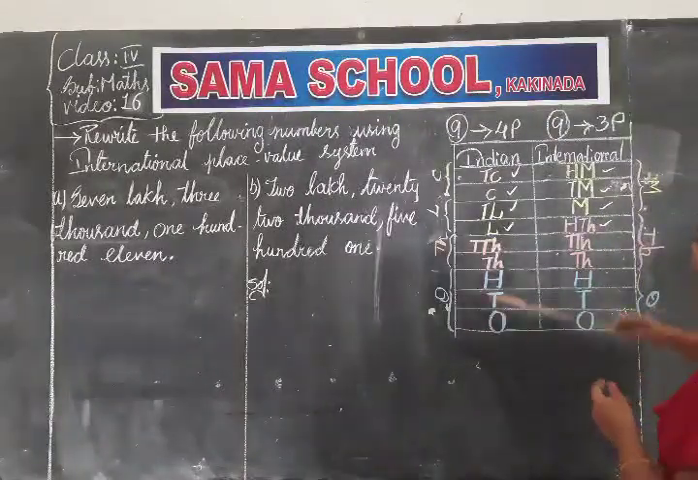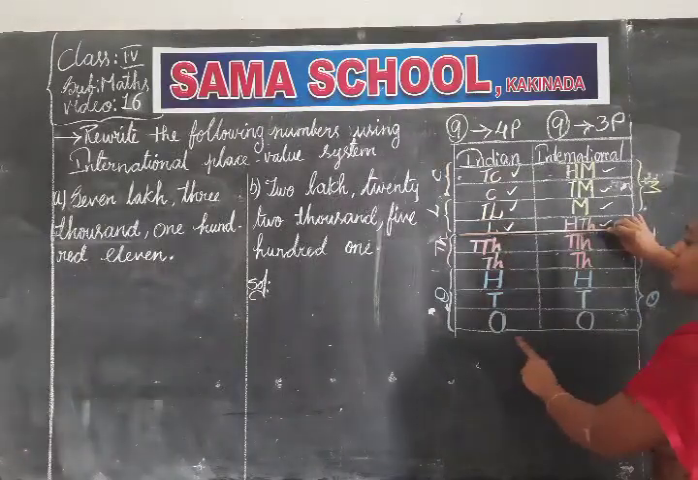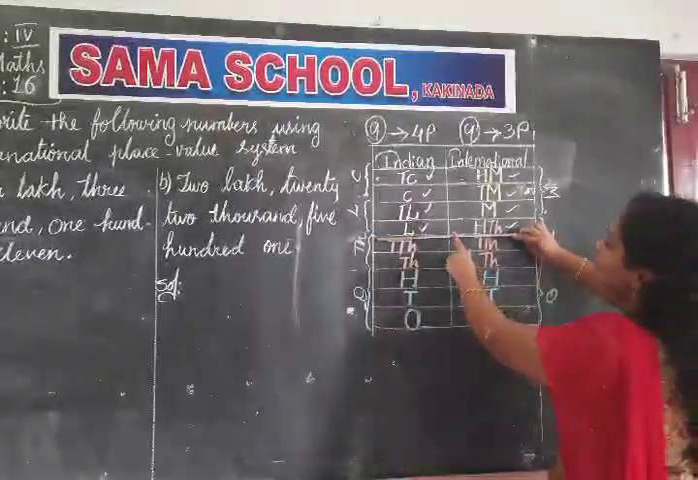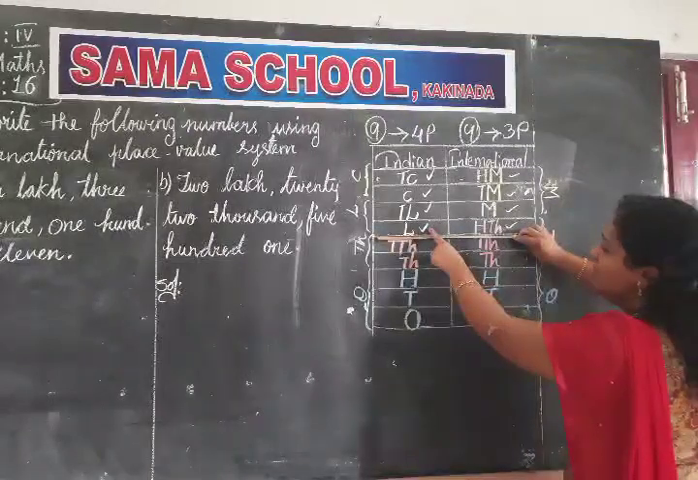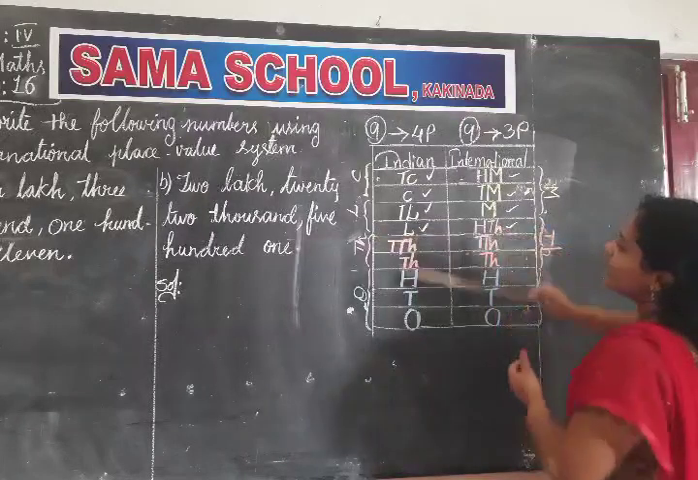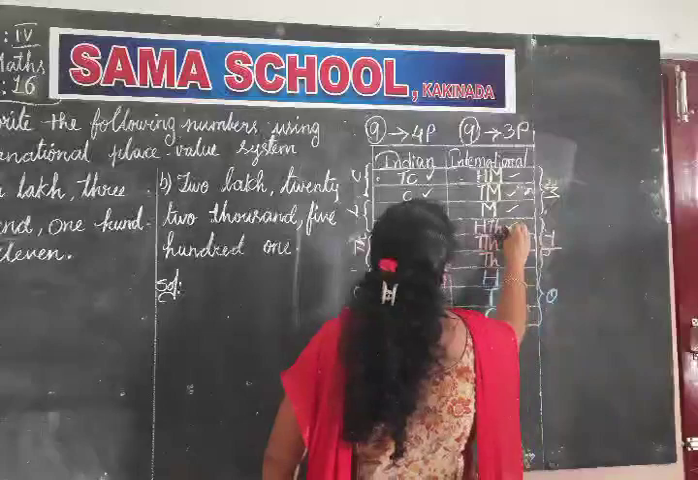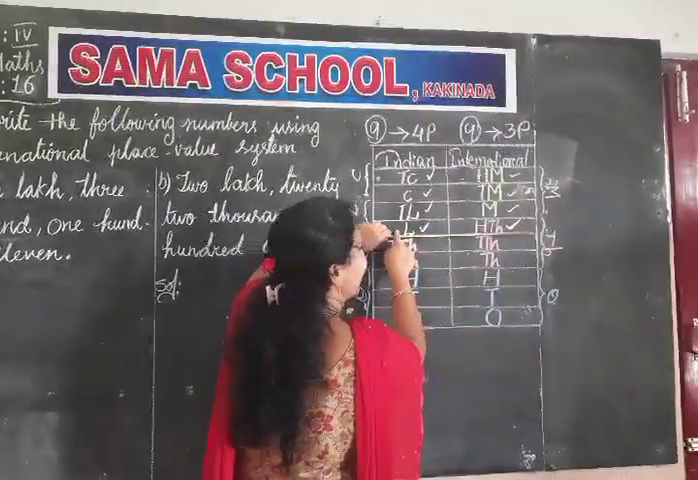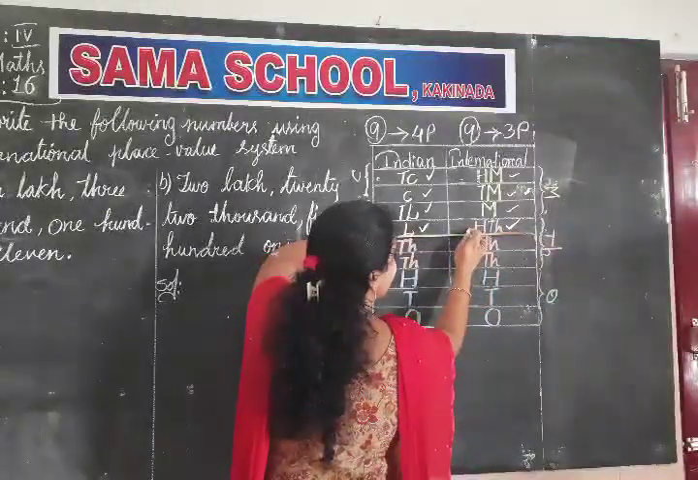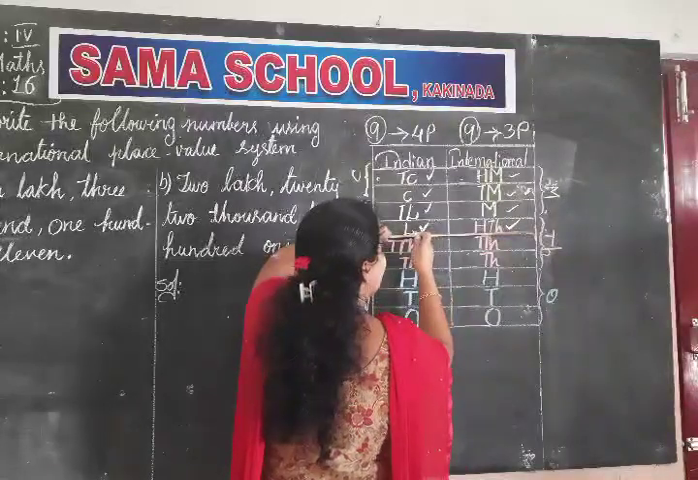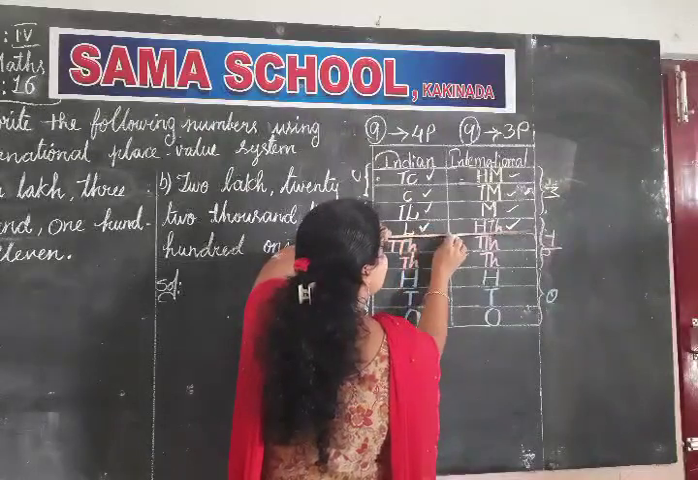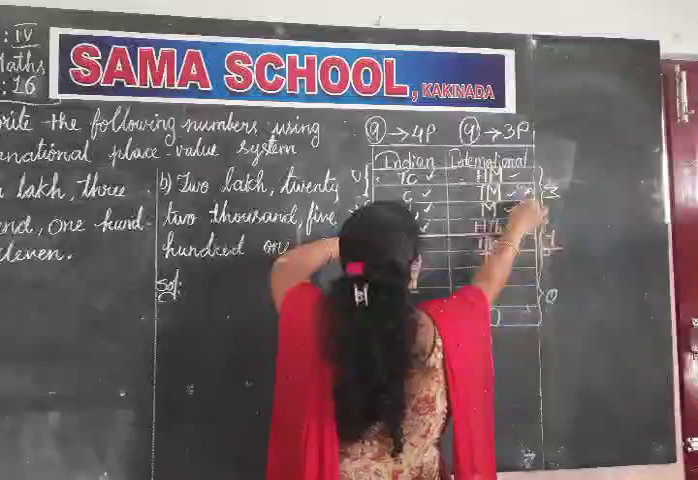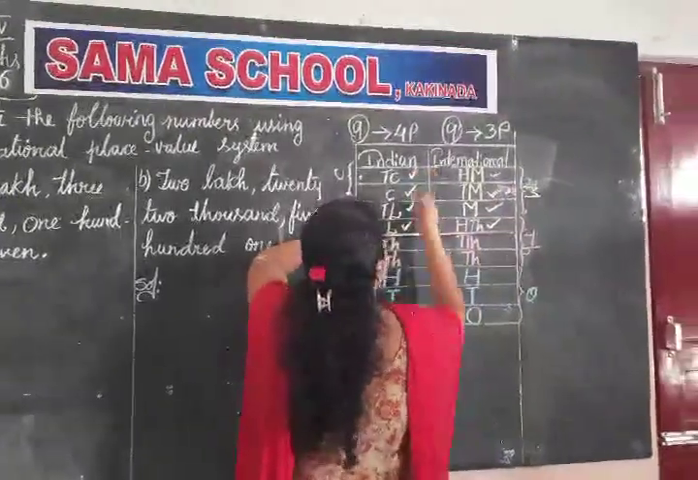Is it clear? Now, up to 10,000 place, in both the systems, the places are same. After 10,000 place, we have lakhs place in Indian system, and in international system we have 100,000. It means the names of places are different, but the value is same. Lakhs equal to 100,000, 10 lakhs equal to millions, crores equal to 10 millions, 10 crores equal to 100 millions.